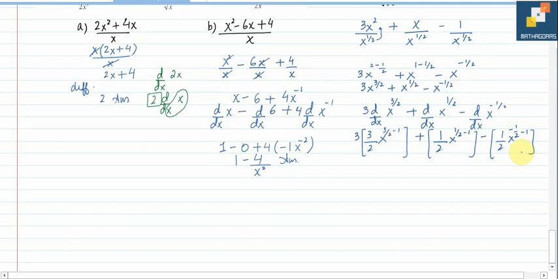Alright, so we apply differentiation. Now we need to solve it. 3 3s are 9 divided by 2, x power 3 upon 2 minus 1; 3 minus 2, that will be 1 upon 2, right?